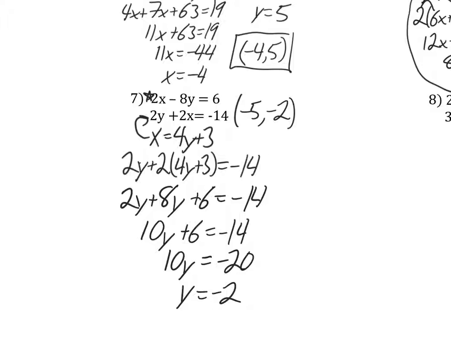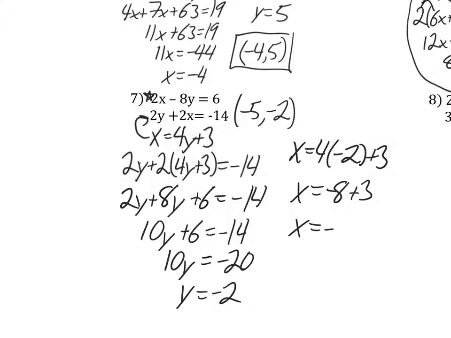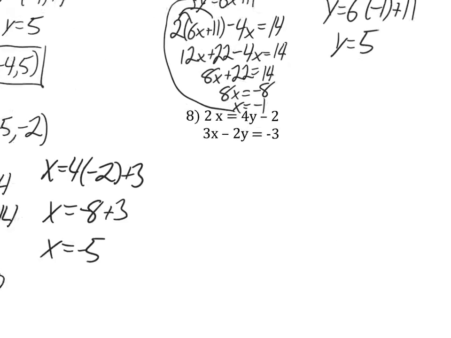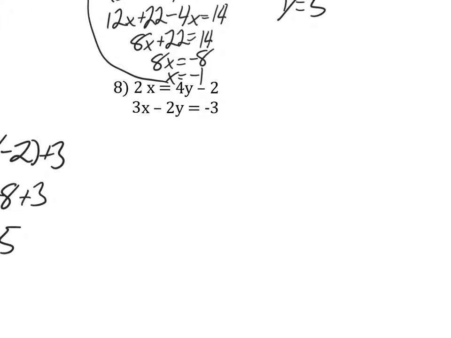Now that I have all of that, I want to take it and plug it back into that equation that I already solved for. So x equals 4. Instead of y, I'm going to put -2 plus 3. So x equals -8 plus 3. X equals -5. So that is the answer that I said I should have gotten at the beginning. My last one, we're almost there. The answer that you should have gotten is -1, 0. Now let's just check and see how did we get that answer.